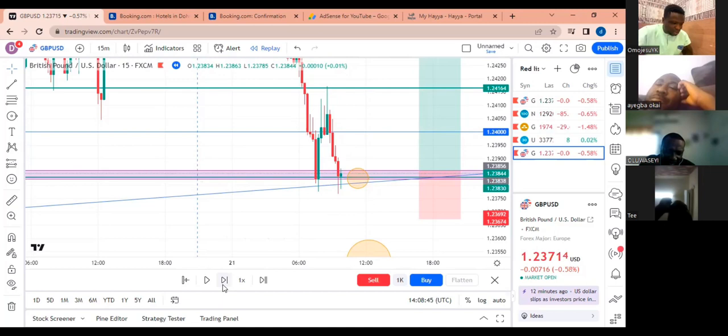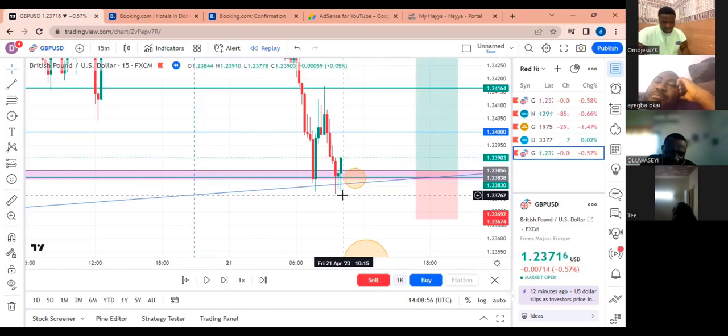Then here comes the next candle. We can see it went down, then gave us a bullish engulfing. So from this particular point, I'm going to enter my trade. So you wait for this strong bullish one to close? Yes, I'll wait for this to close, then enter.